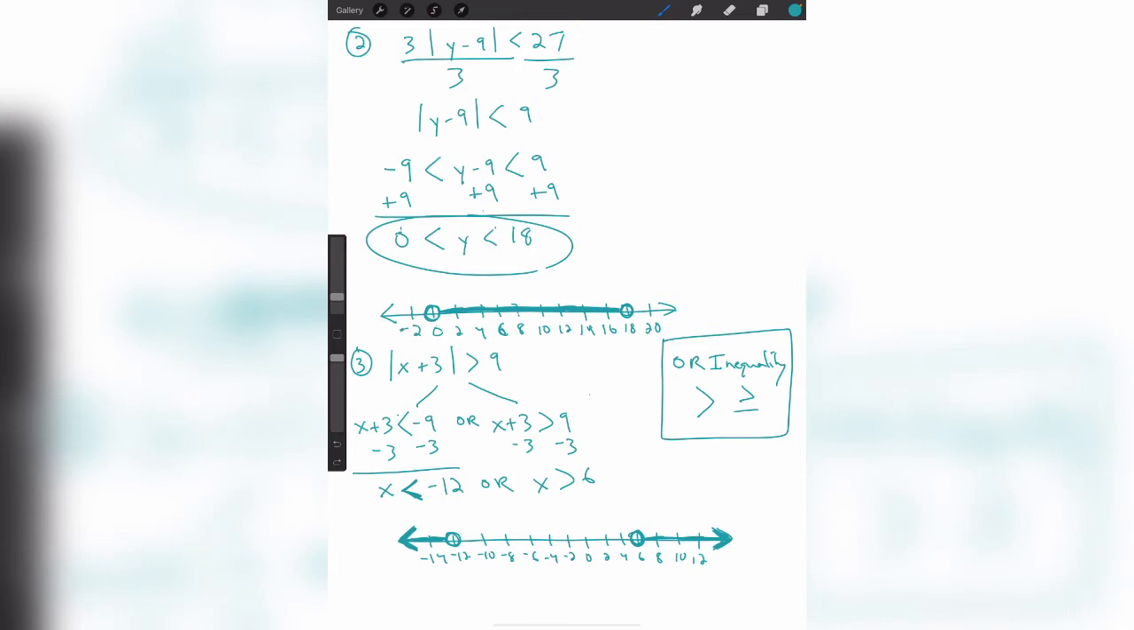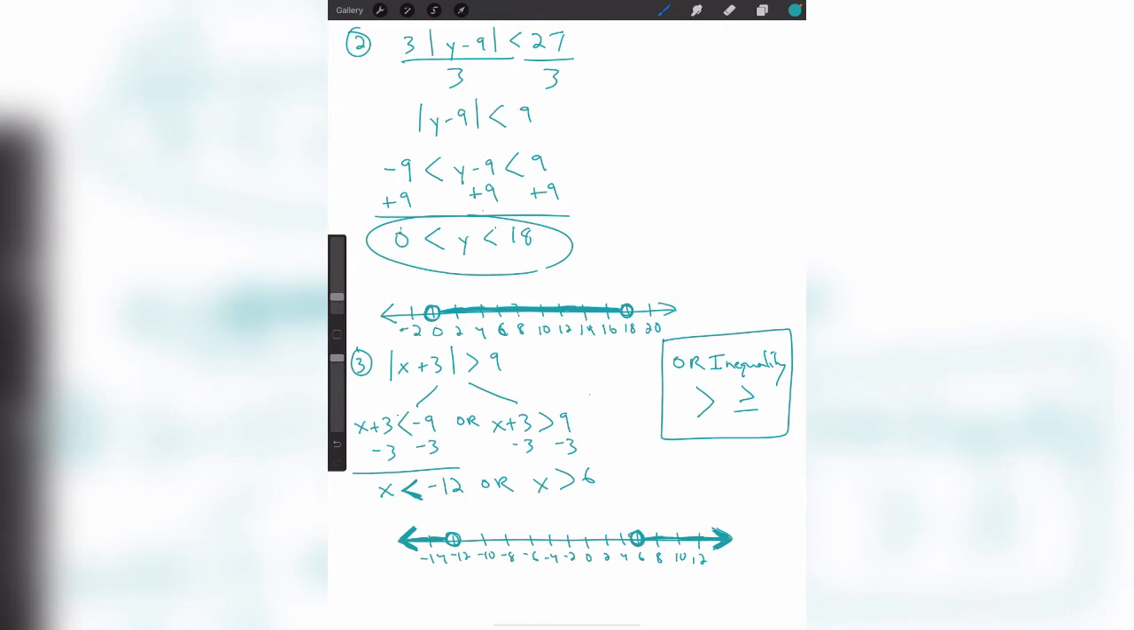So for example, let's look at this. Our original problem, the absolute value of x plus 3 is greater than 9. If I substitute in, let's say, 8, 8 plus 3 is 11. The absolute value of 11 is 11, and 11 is greater than 9. Okay? And I could go through and substitute any value that's actually on here, and it would work. So you can always go back and check and make sure you've done it correctly.